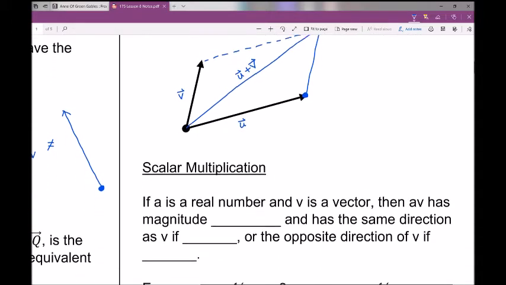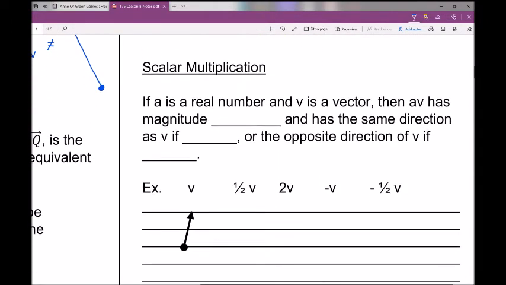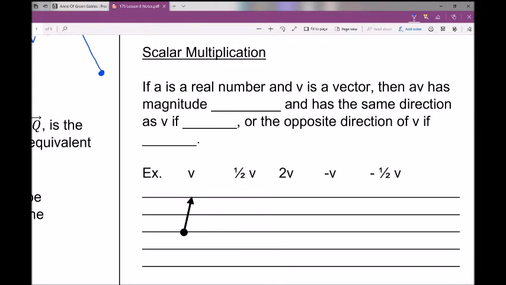Okay? The next thing we want to talk about is scalar multiplication, and this is just a really fancy term for we want to multiply your vector by a number. So if we have a real number a and a vector v, then the product a times vector v has magnitude a times the magnitude of v, and it has the same direction as v if a is positive, and it has the opposite direction of v if a is negative. So a is that number that we're multiplying by v.